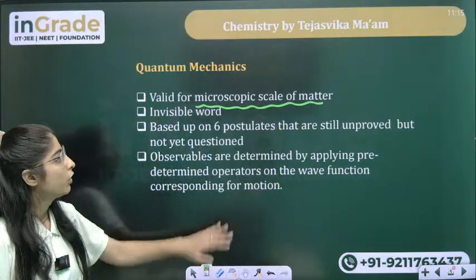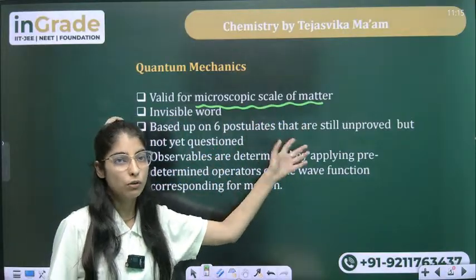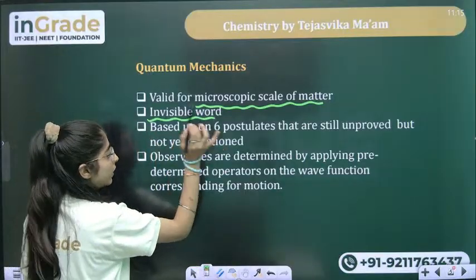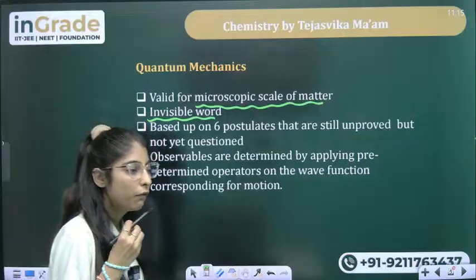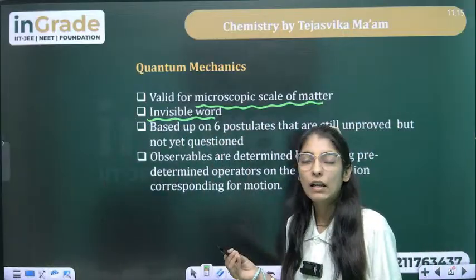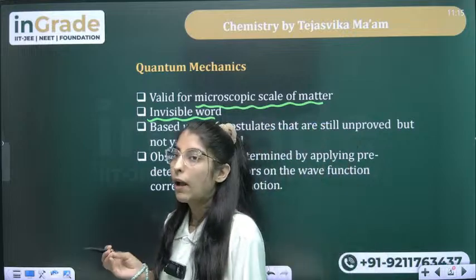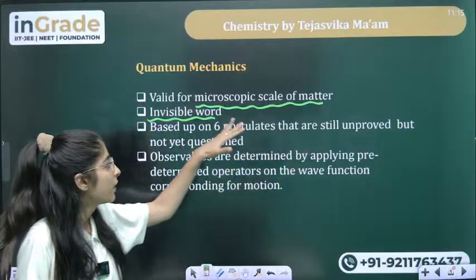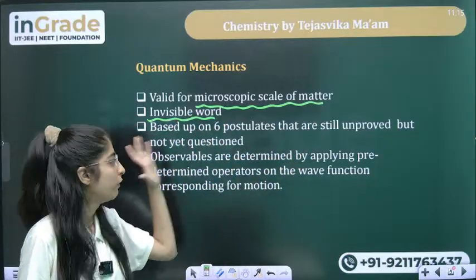I hope you got it, what is the meaning of microscopic scale here. Next says it is invisible to world. It simply means that if I am saying, are you able to see the electron with your naked eye? You will say, no ma'am, I am not able to see the electron. That's why it is invisible to world.